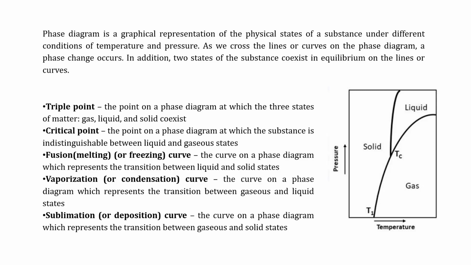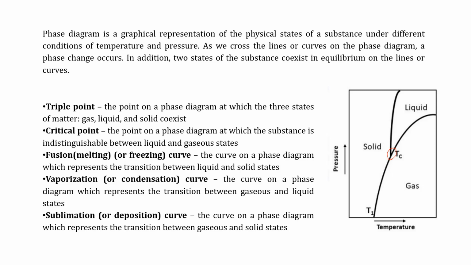Triple point. A triple point is the point on a phase diagram at which three states of matter, gas, liquid and solid, coexist. Here, the triple point is represented by Tc. And the next is critical point. It is a point on the phase diagram at which the substance is indistinguishable between liquid and gaseous states.